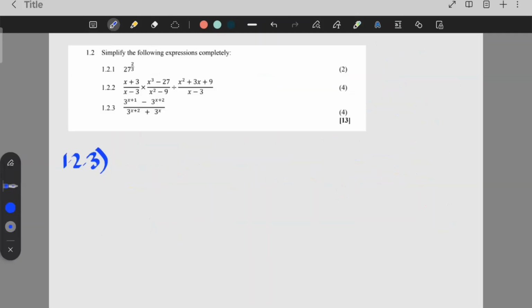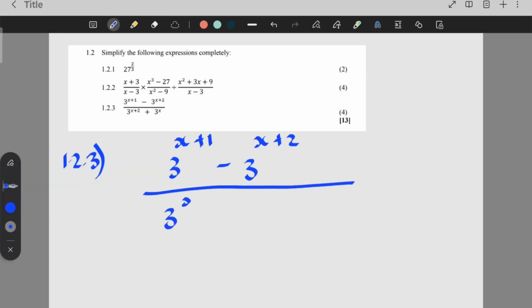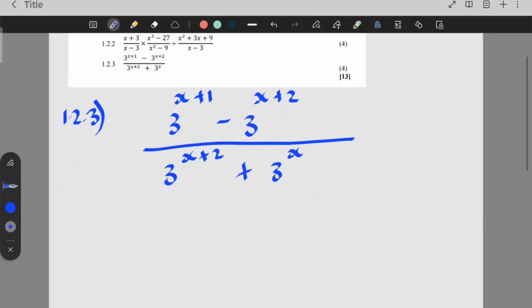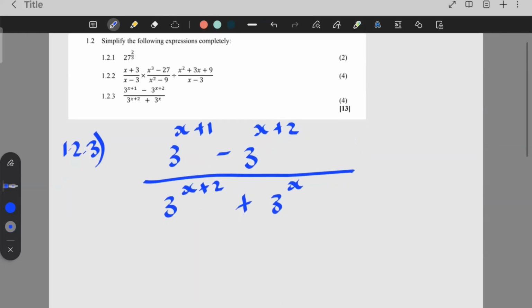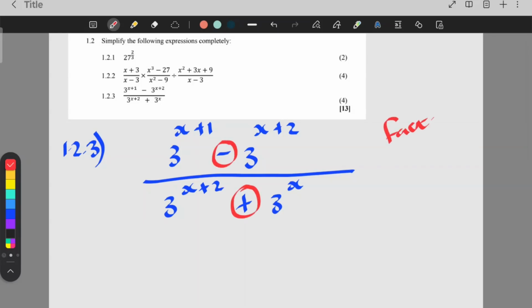Okay, next question. And this one is a fraction. But in this fraction, we have exponents. So this is actually simplifying exponential expressions. The first thing I notice is there's a plus and a minus between the terms. So can you see a minus or a plus means I have to factorize.